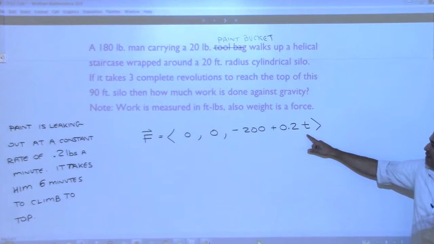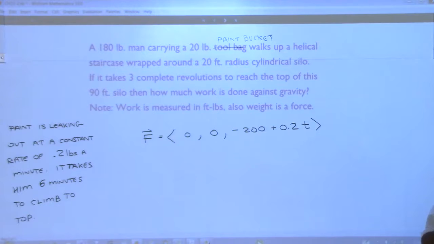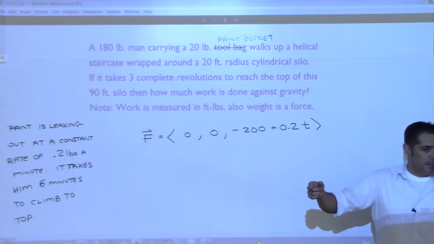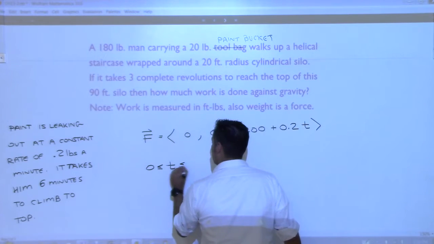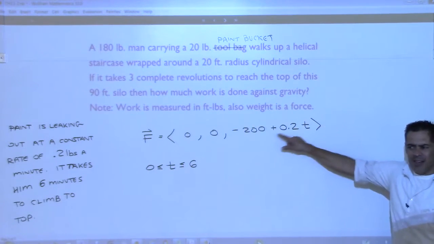We are now establishing what t is at this point. t is a measurement of how many minutes there are. 0.2 pounds every minute. So from this, can we establish what the restrictions on t are going to be for this problem? 0 to 6, no longer 0 to 6 pi like the previous problem. t is from 0 to 6 because it takes him 6 minutes. Now, r of t. Does anyone have any questions on this part? Why it's negative and positive or anything?